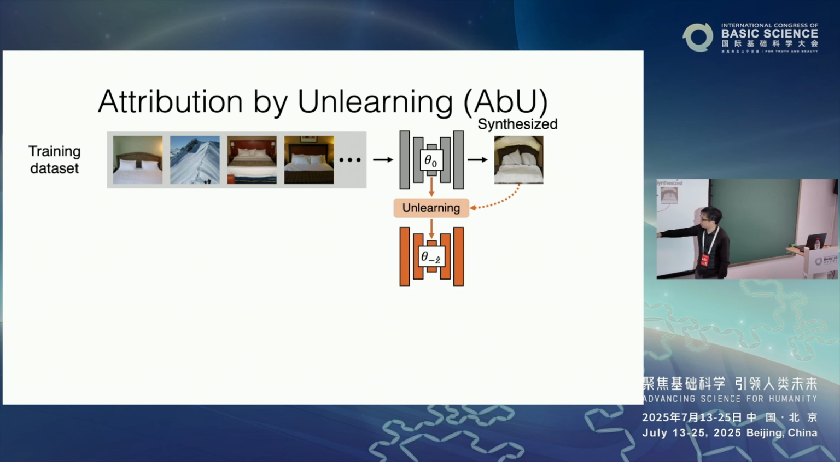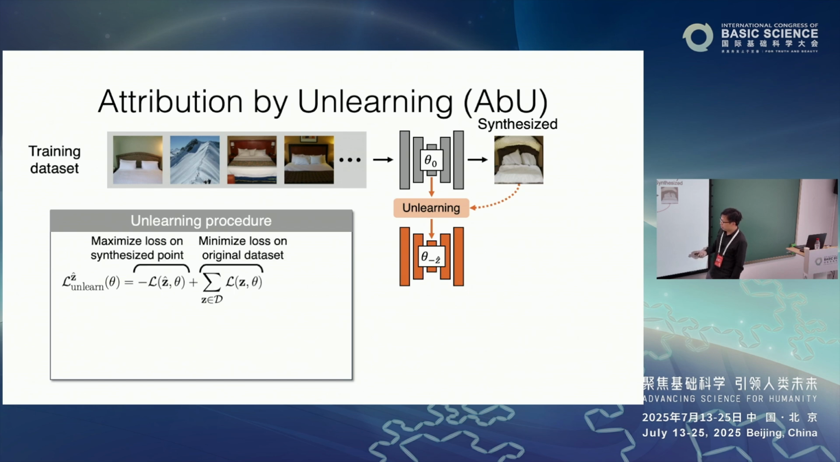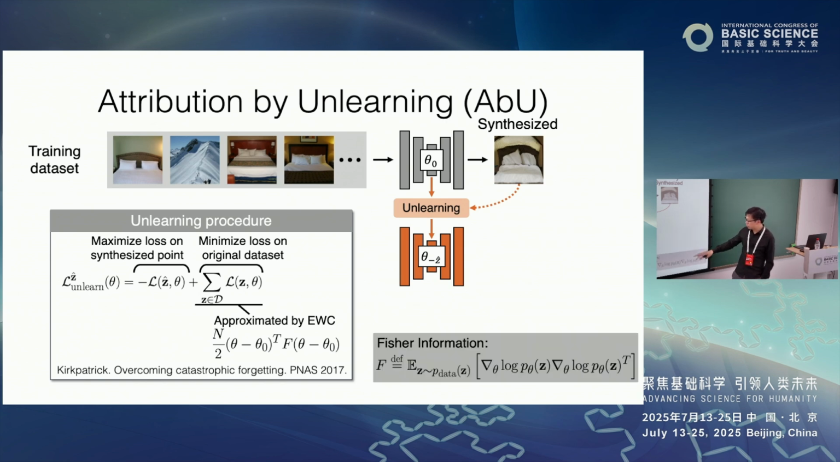If we remove these test images, we're using some machine unlearning method by maximizing the loss on the test image while also minimizing the loss on the original data set. This can be approximated by a loss called the EWC loss. Basically, if you ignore this matrix, this is just an L2 norm. You say your new model's weights should be very close to my original model's weights. You shouldn't change the model weights a lot if you don't have to.